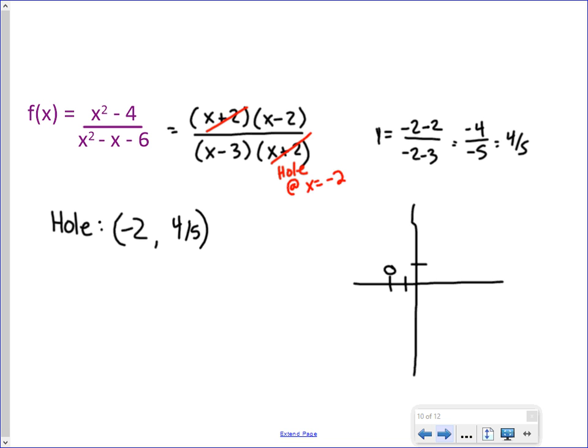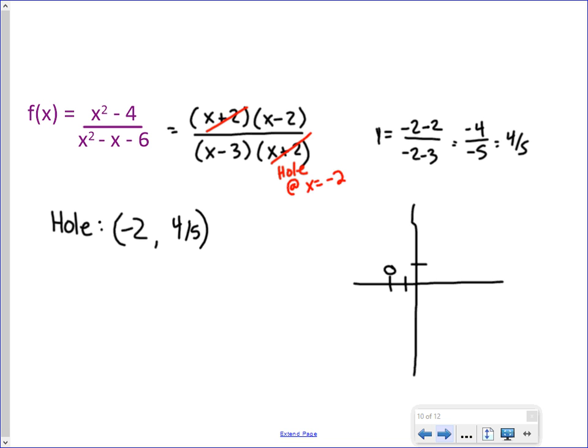So you have more than one hole? You could, if more than one factor cancels to 0, but most likely you'll have one hole. The x plus 2 cancels the 0 of that factor. So if you set x plus 2 equal to 0, the solution is -2. That's why we know the x coordinate of our hole is -2.